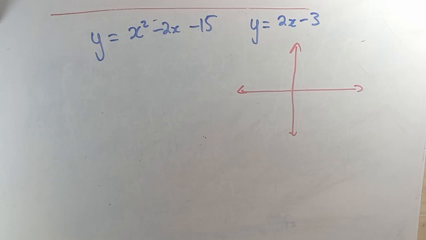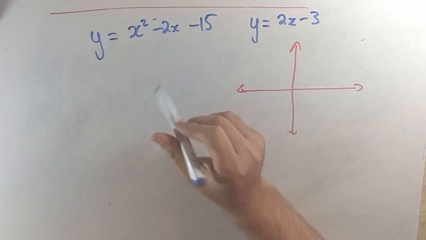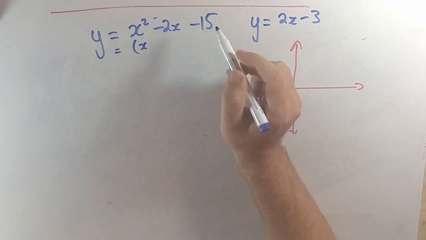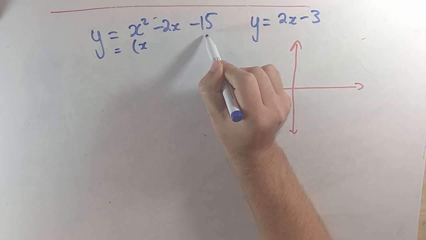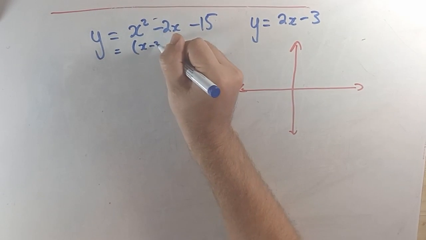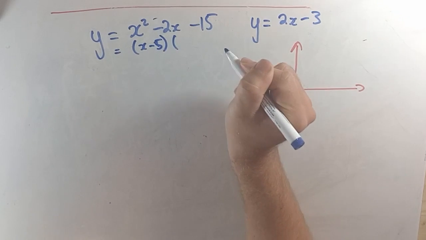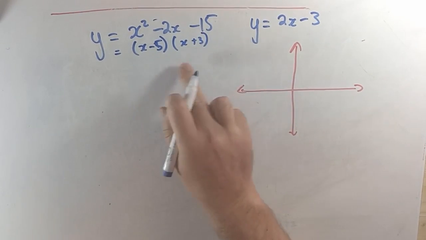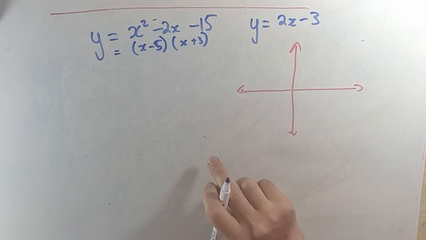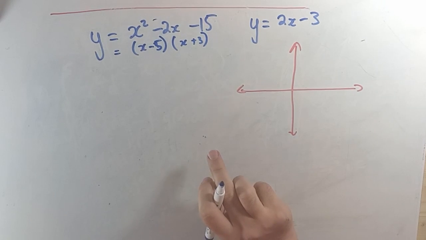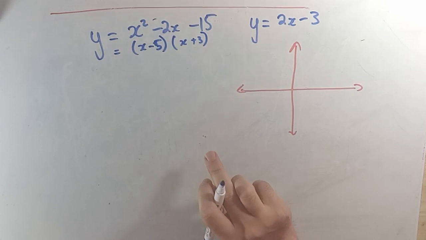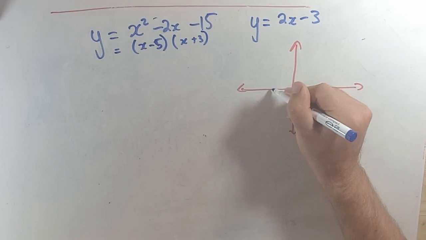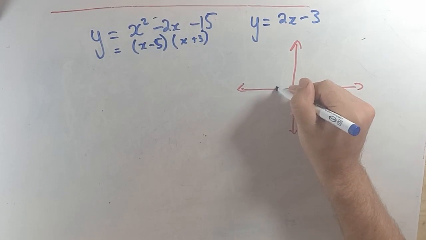Okay, so this one factorizes down to x, what are factors here? We've got x minus 5 and x plus 3. I think that's right, 15, negative 2. That seems to make sense to me. I think that's right.